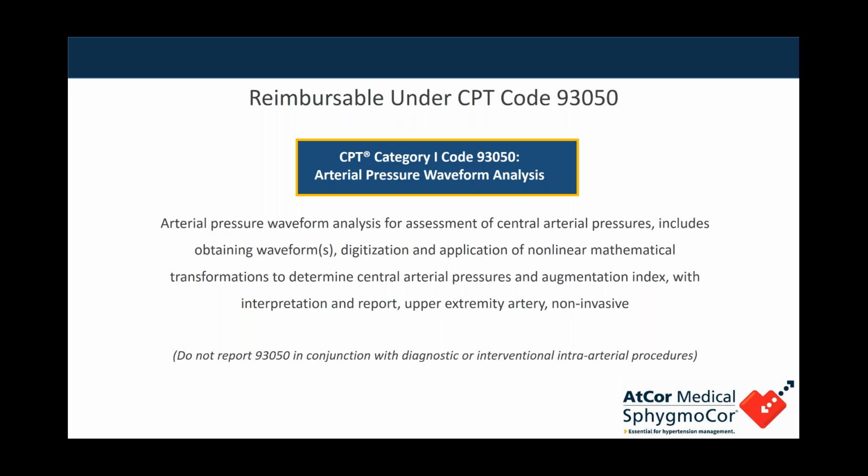Oh, I forgot one more slide. SphygmoCor is now reimbursable under code 930, and it is classified under waveform analysis for assessment of central arterial pressures, including obtaining waveforms, digitization, and application of nonlinear transformations to determine central arterial pressures and augmentation index with interpretation upper extremity non-invasive. And if you could say that really fast, you're better than me.